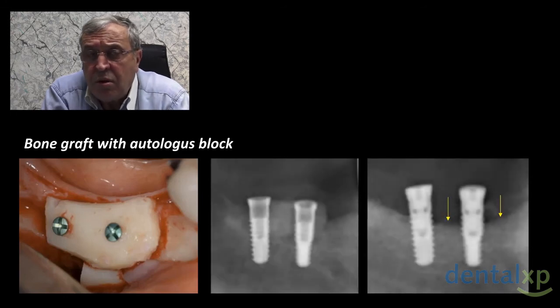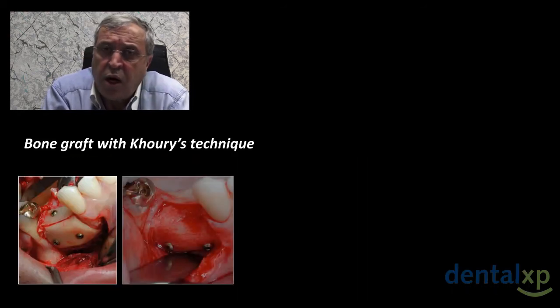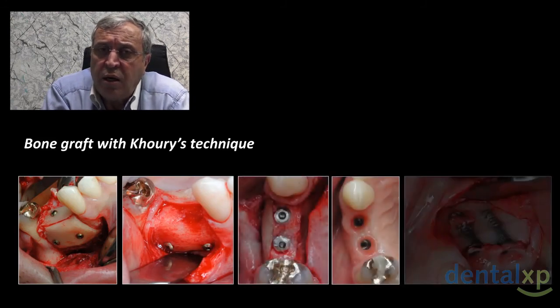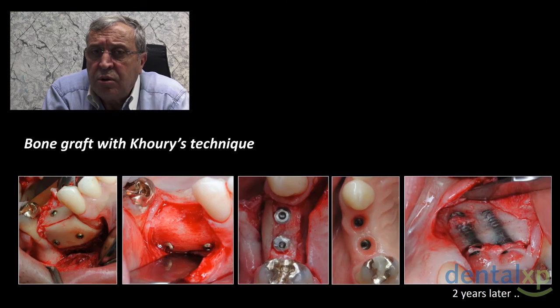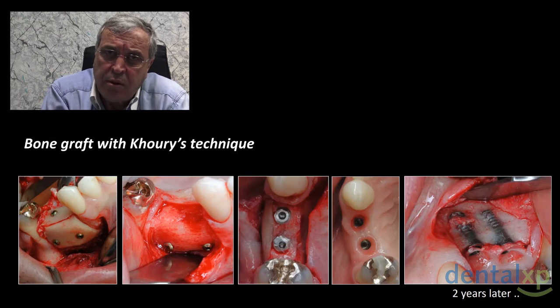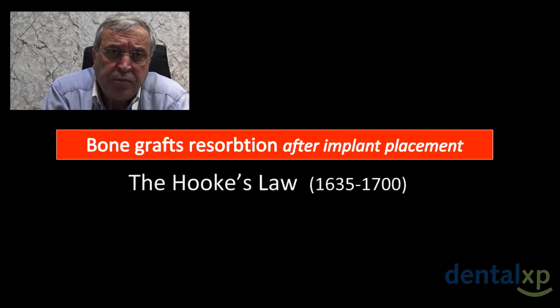We meet bone graft resorption after implant placement. We did a very nice graft, but after a while we lose the bone. We do bone graft, and after a while we lose the bone. Can we explain biologically this concept? But for sure, it's the implant placement who is the main issue.